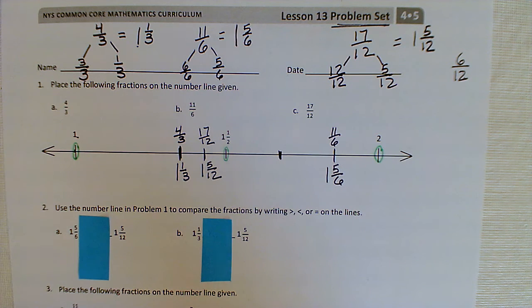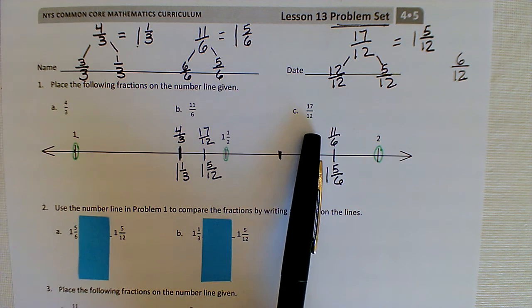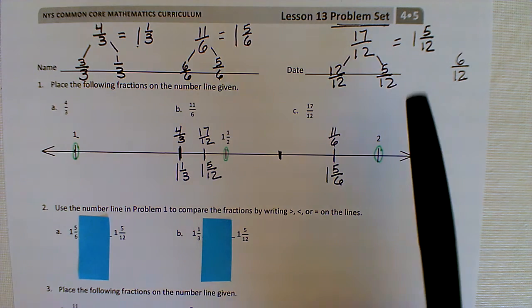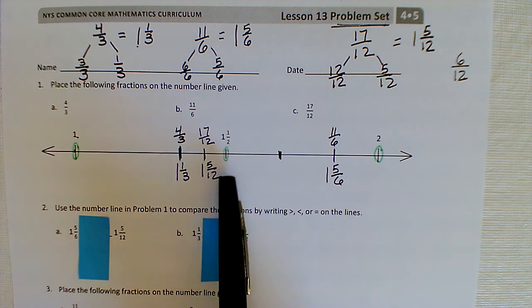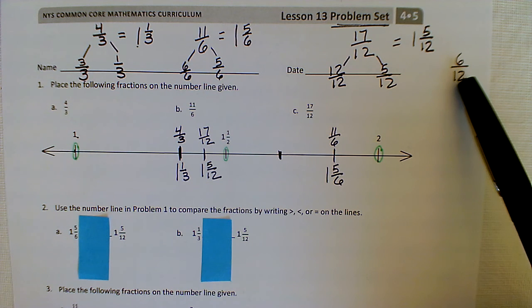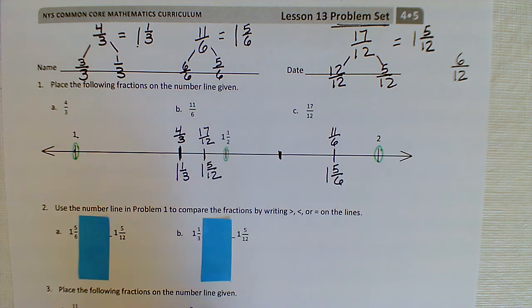The place that we left off with this problem was that we had placed the fractions 4/3, 11/6, and 17/12 on our number line. And the very last thing we had done was we had placed the 17/12 right here. We knew it was going to be a little bit less than 1 1/2 because half of 12 is 6. We had 6/12. And so we knew 5/12 is less than 6/12, but very close. It's 1/12 away. So we put 1 5/12 right here, just a little bit to the left of 1 1/2, a little bit less.